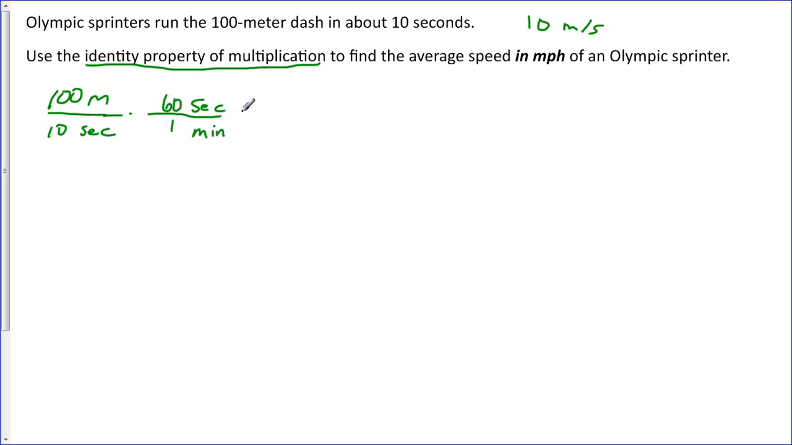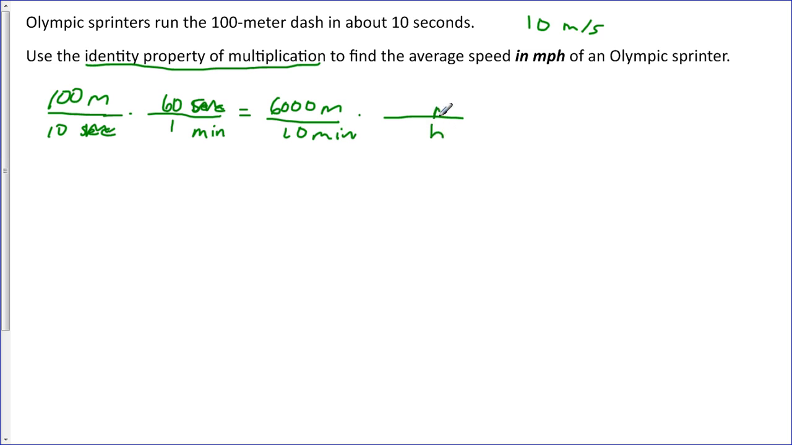Okay, so now that gives me 6,000, and notice the seconds cancel out there. So I get 6,000 meters divided by 10 minutes. Now, I take this 6,000 meters divided by 10 minutes, and I'm going to multiply it by 1. But this time I'm going to convert the minutes to hours.